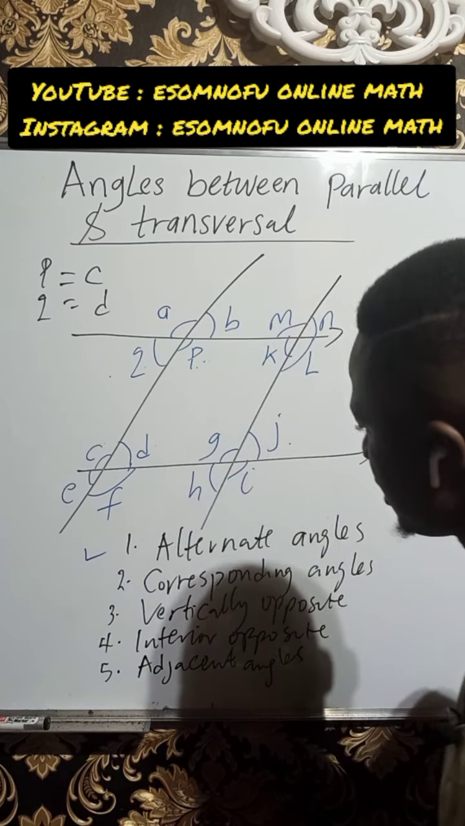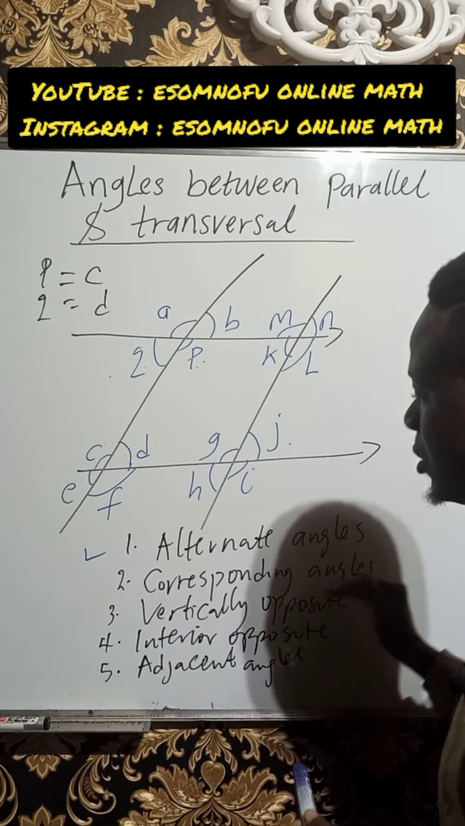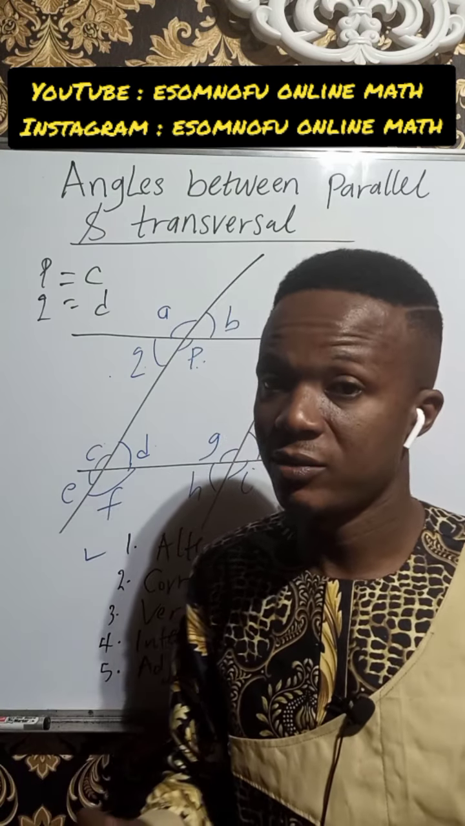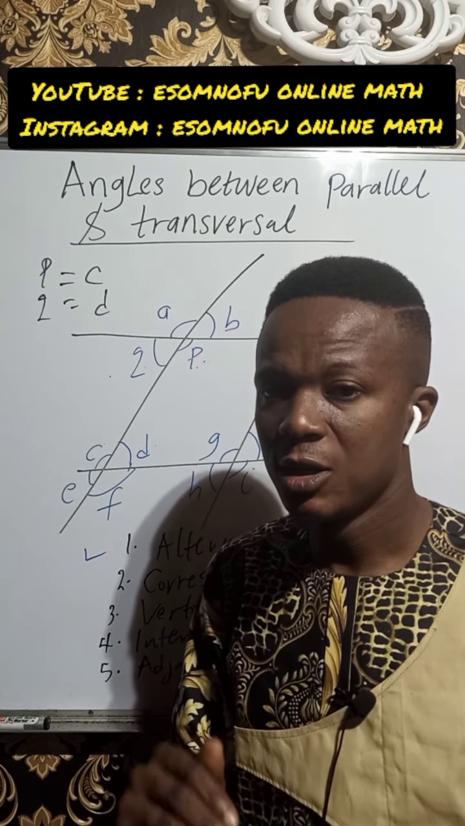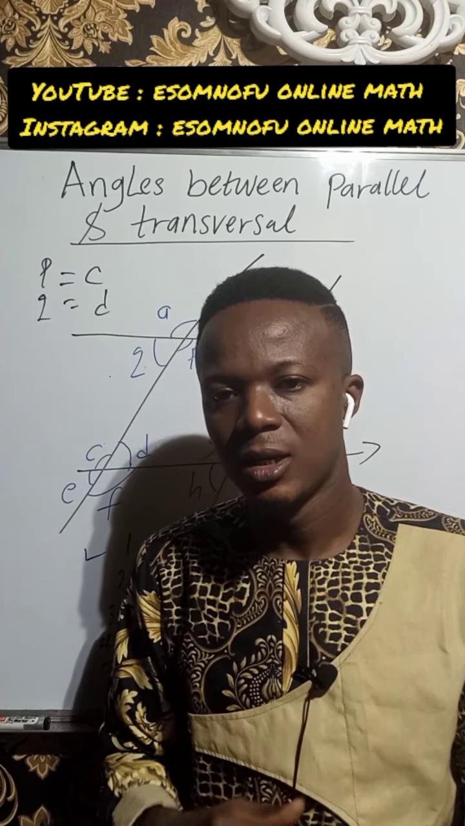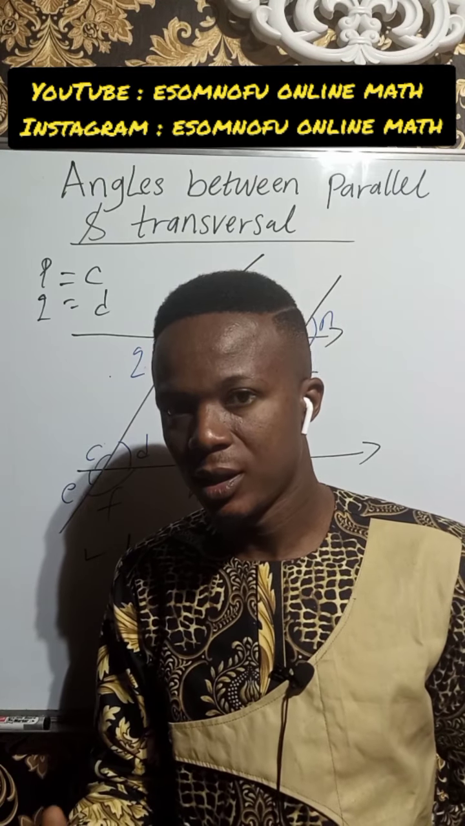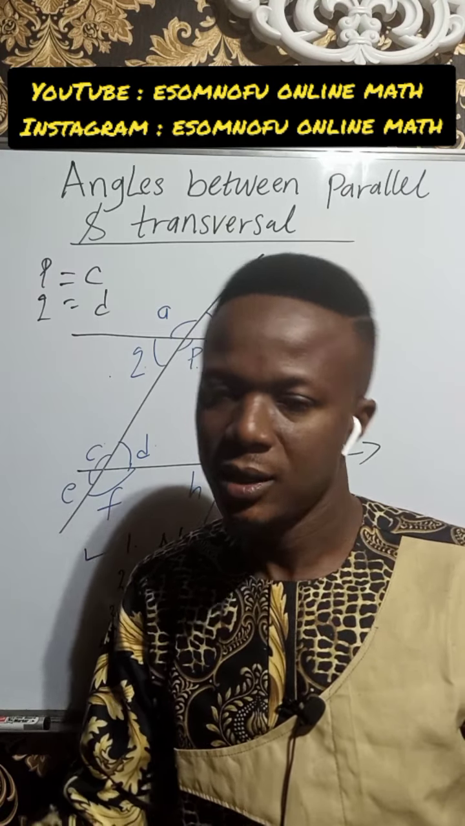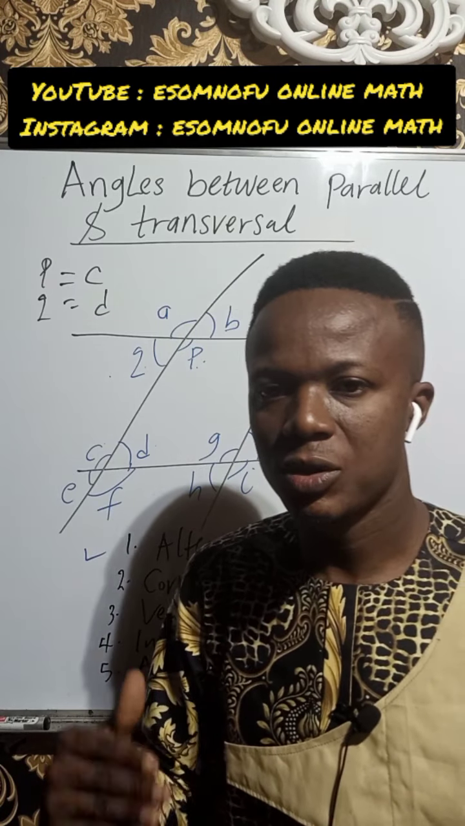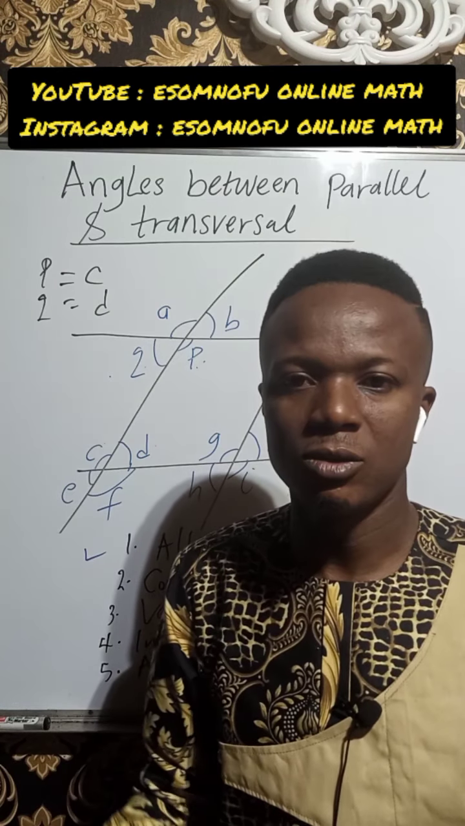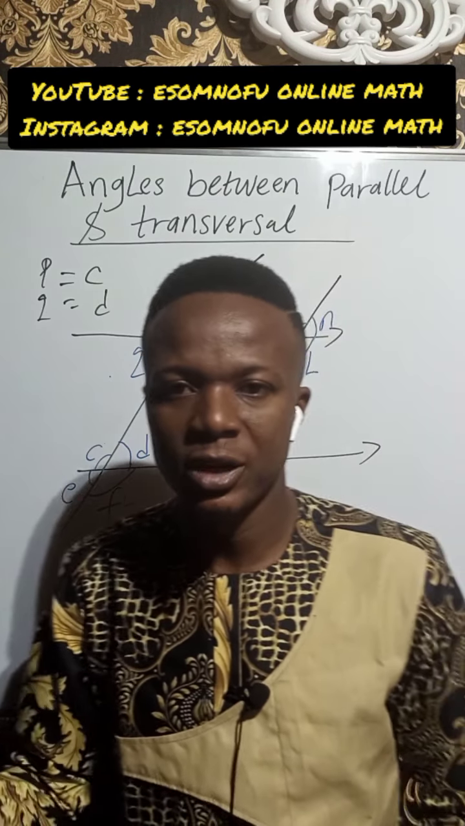Alright, next we have corresponding angles. Corresponding angles are formed on the same side of a transversal line. But one angle has to be inside while the other is outside. The two angles that are corresponding must not be within the same region. One should be outside and one should be inside, but they must be on the same side of a transversal, unlike the alternate angles which are on opposite sides of a transversal.